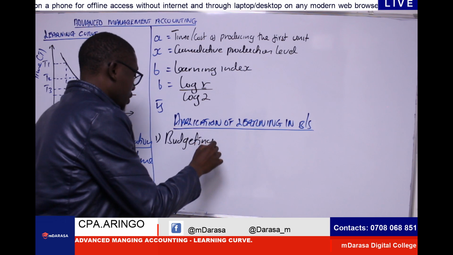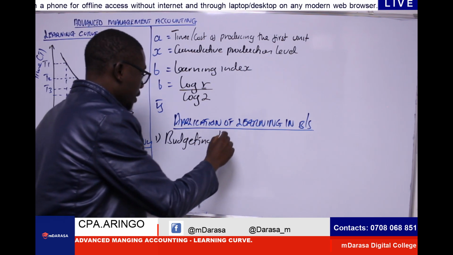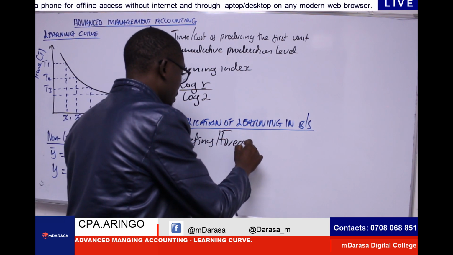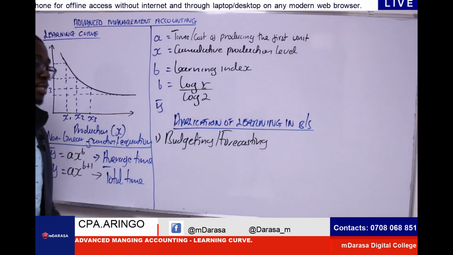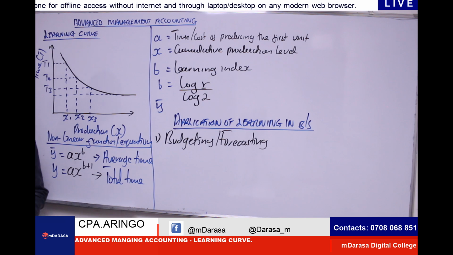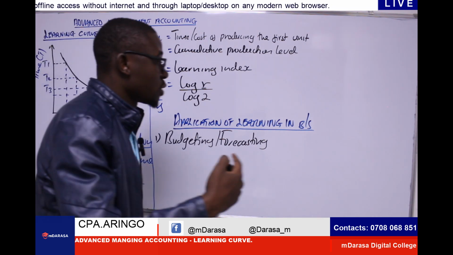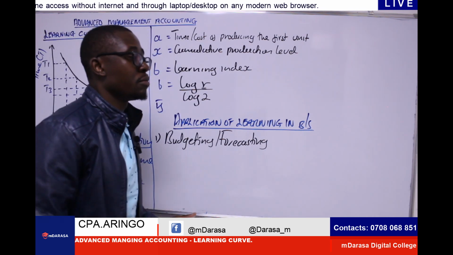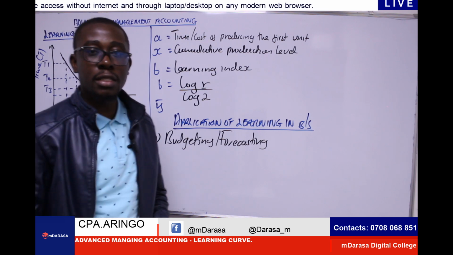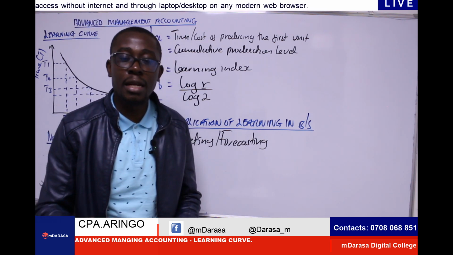Why is this important? Budgeting/forecasting. How will this help us? That's the most important question that we need to ask ourselves, right? So you'll find that at this point, companies will always tend to use standard costing for much of their production. And standard costing is always about what? Aspect of budget.